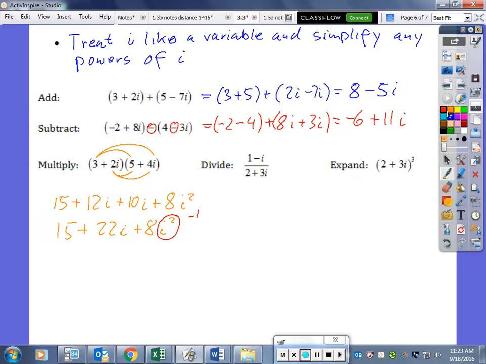So we got 15 plus 22i minus 8. Combine the 15 and the 8, and our final fully simplified answer is 7 plus 22i.